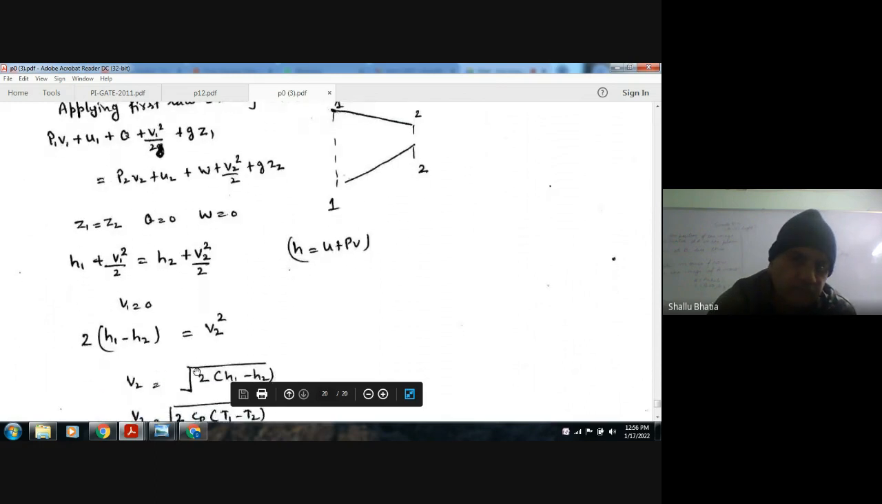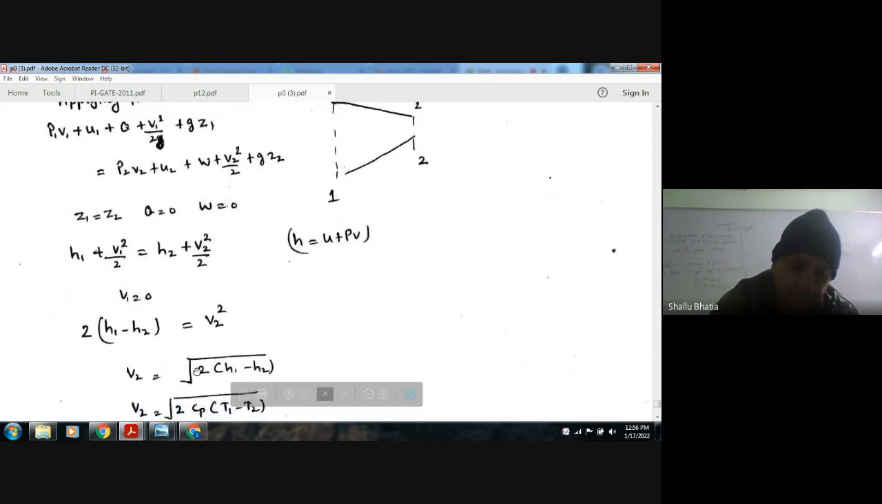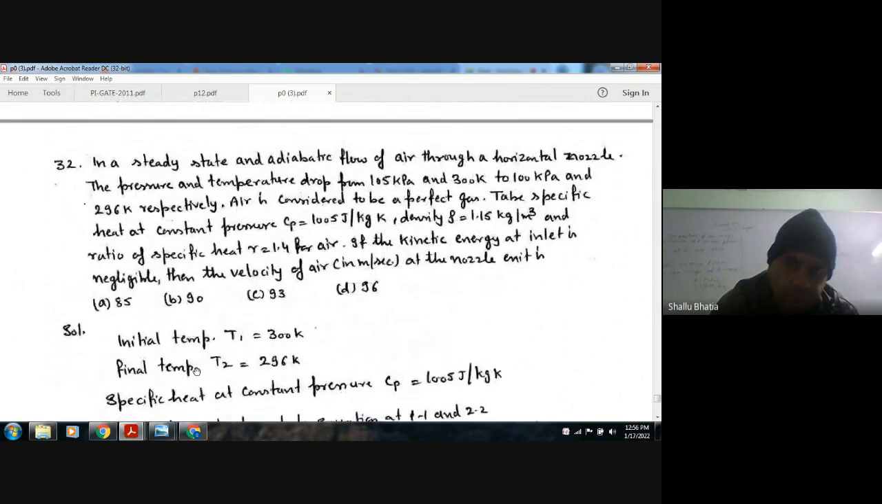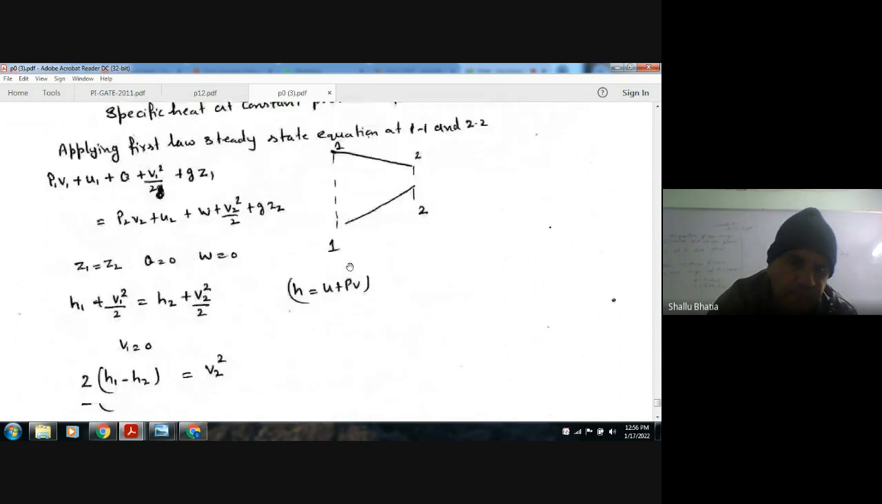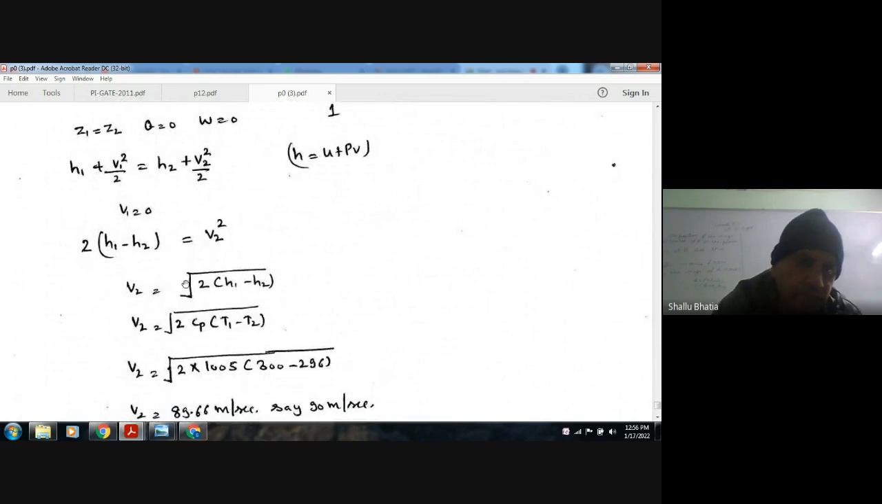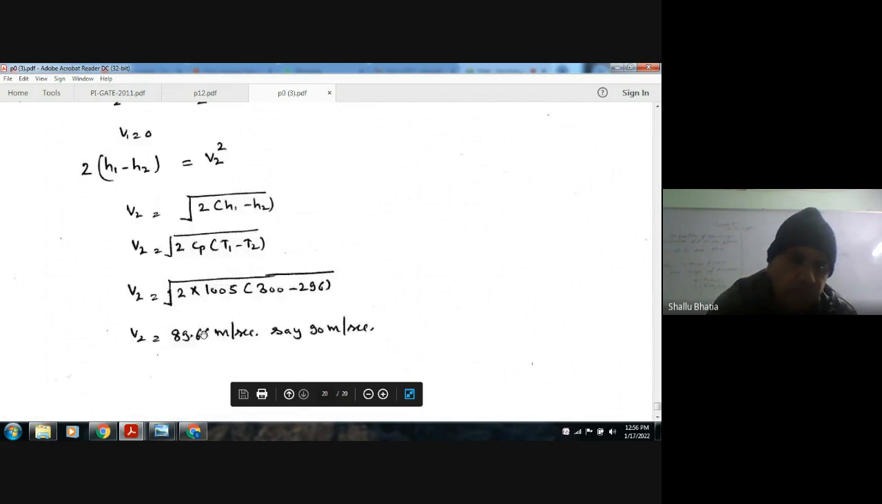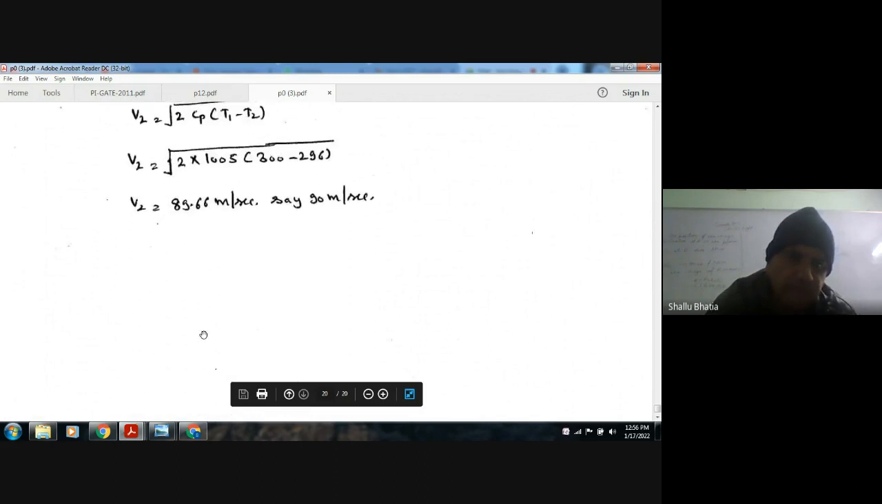Okay. And the initial velocity is negligible, the kinetic energy at the inlet is negligible. So V1 is 0. Now we have H1 and H2. H1 minus H2 is nothing but Cp into T1 minus T2. T1 and T2 we are having, and Cp is 1005. So putting these values, you can get velocity at exit, that is 90 meter per second.